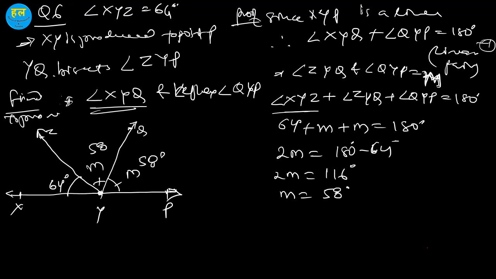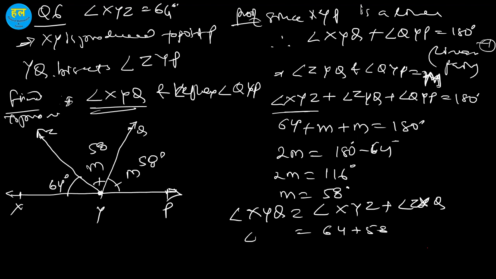Now what we have to find? We have to find angle XYQ. So angle XYQ is equal to angle XYZ plus angle ZYQ is equal to 64 plus 58. So angle XYQ is equal to 122 degree. This is the first answer.